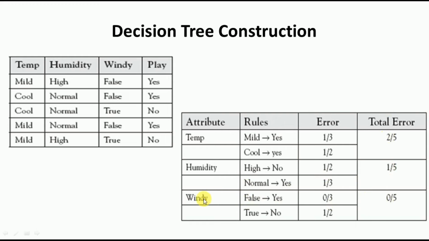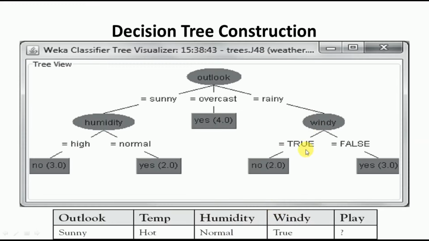So what am I supposed to select? I need to select windy as the attribute, and whenever windy is equivalent to false, the answer is yes. Whenever windy is equivalent to true, the answer is equivalent to no in this case. So that is what you can see. Windy is equivalent to true, then the answer is no. Windy is equivalent to false, the answer should be equivalent to yes here.